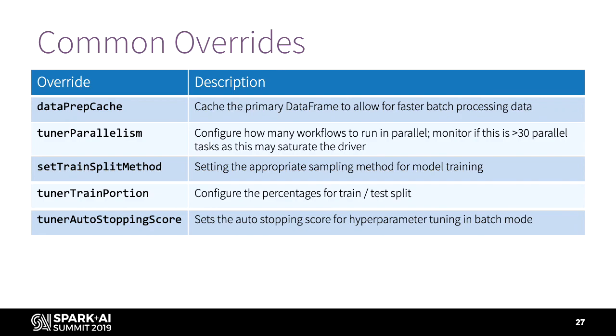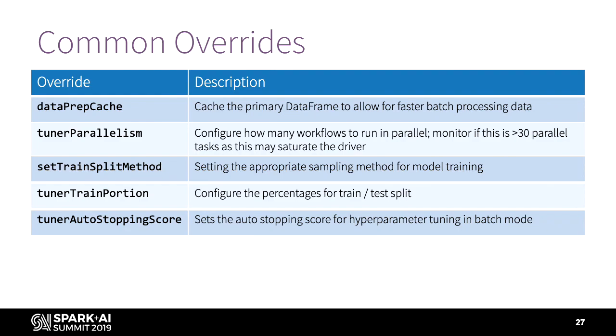The second one is tuner parallelism. This is more of a Spark config. So it's basically tuning how many workflows run in parallel. And again, like Denny mentioned, this is something that you want to keep an eye on, especially if you have over 30 parallel tasks happening. You're going to oversaturate your driver and run into issues. So that's another lever you can pull, but there are a little bit of guardrails set on that.